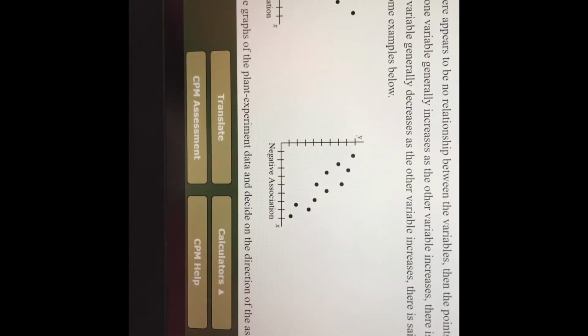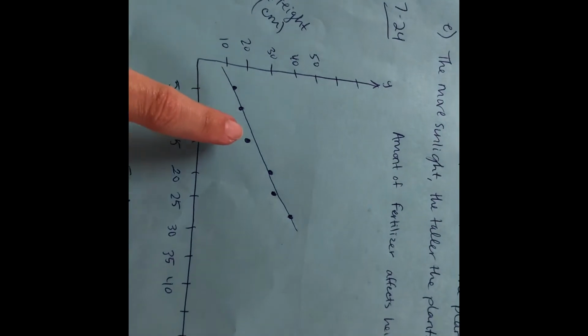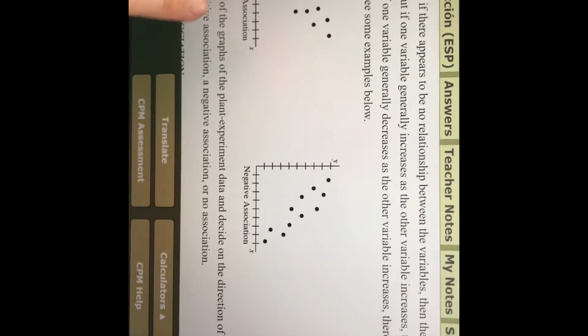So for part B, it says to review each of the graphs that we just did and decide on the direction of association. That is, decide if there's a positive, negative, or no association. So let's look at them. Graph 1, it's got that upward trend to the right, and that corresponds with the positive association. So for part B of 726, I put A for a positive association, right there.